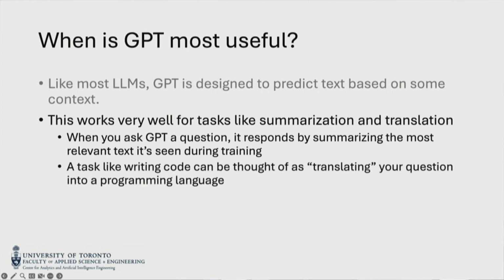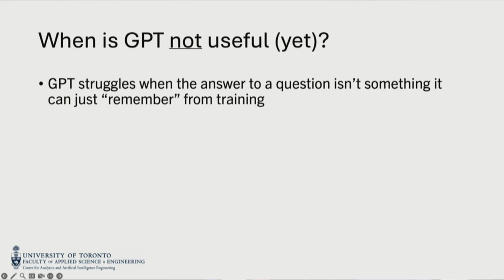Similarly, you can think of a task like getting GPT to write code as translating a description of a task from English into that programming language. Because GPT does a good job of writing answers to questions that it's seen before, it's easy to fall into the trap of thinking that GPT is actually the one answering your question. But it's important to remember that all it's doing is looking back at these text samples it was shown during training. That means that if a question is unique enough or requires knowledge from after GPT was trained, the model's going to have a very hard time giving you a good answer.